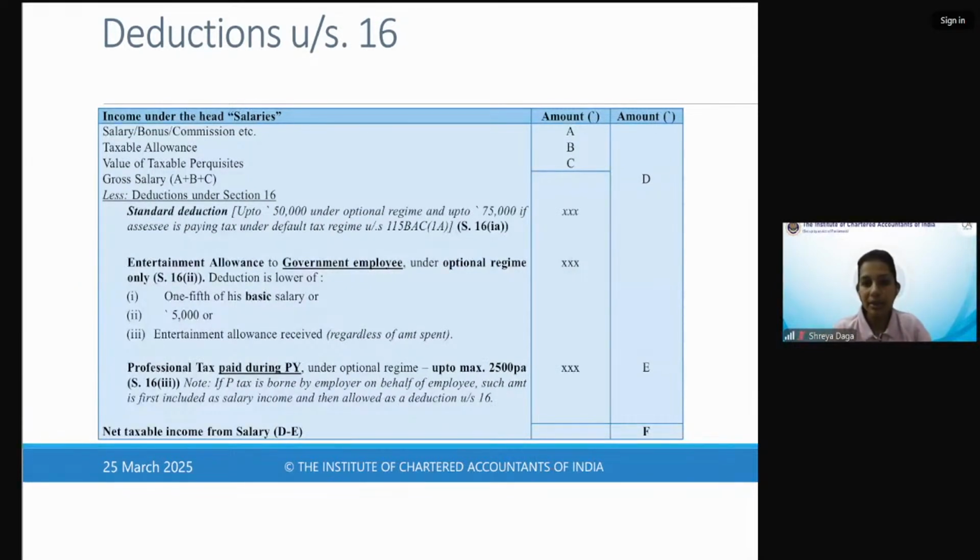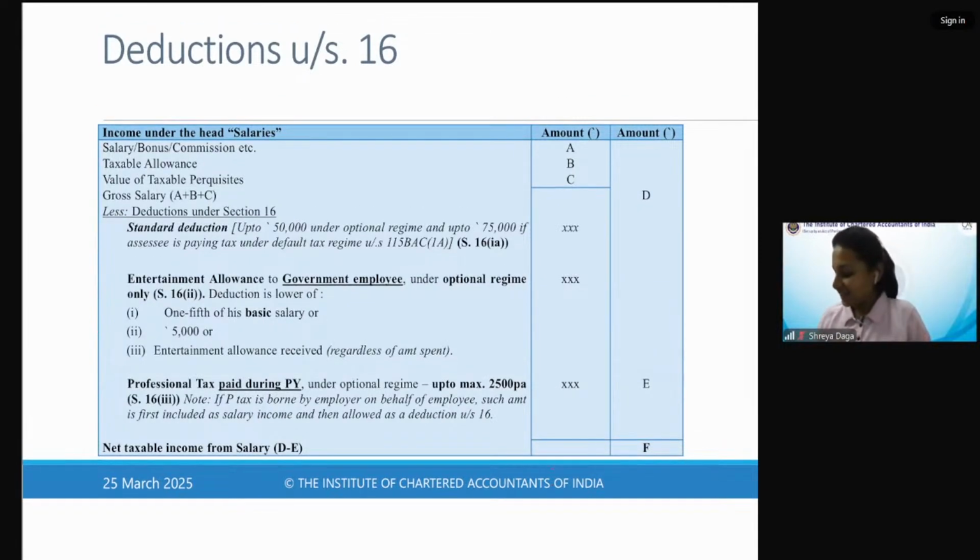So out of these three deductions, if I have to ask you, what do you get under default regime? You will say, ma'am, 75,000. And if I ask you, what do you get under optional regime? You will say, ma'am, 50,000 plus entertainment allowance deduction, if any, plus professional tax deduction, if any. Am I clear? More or less. When you do an illustration, the less will also get covered. Okay, all right.